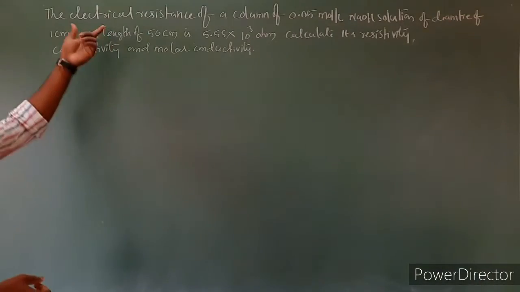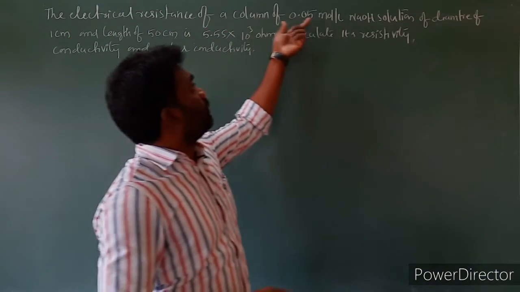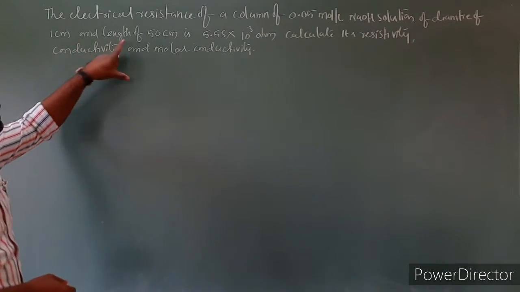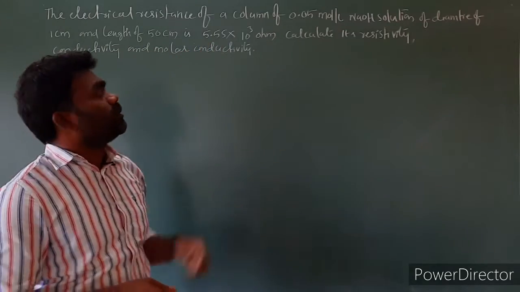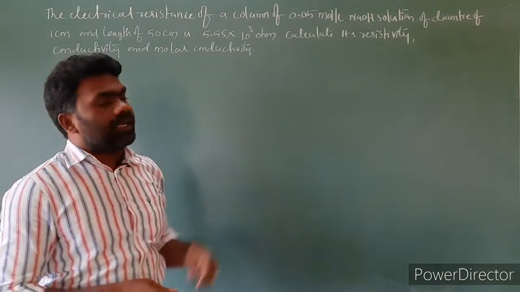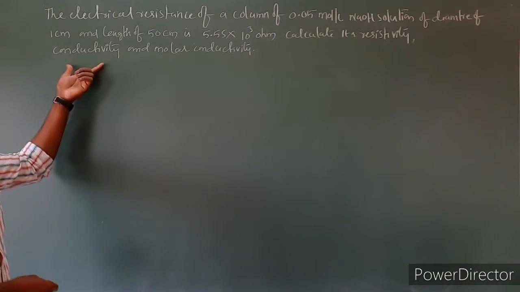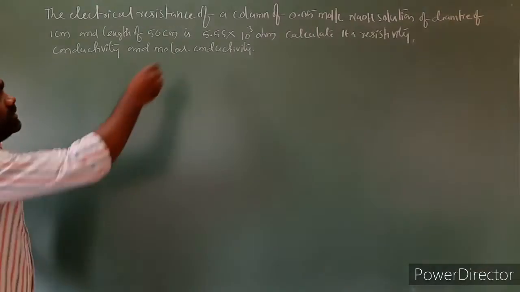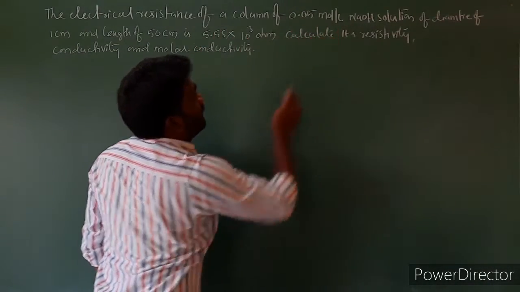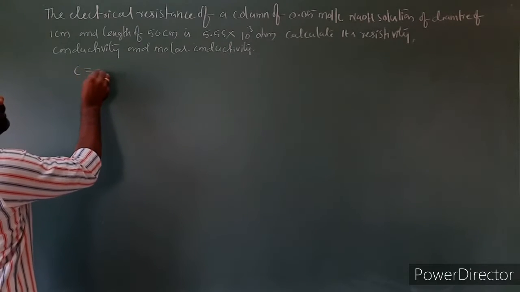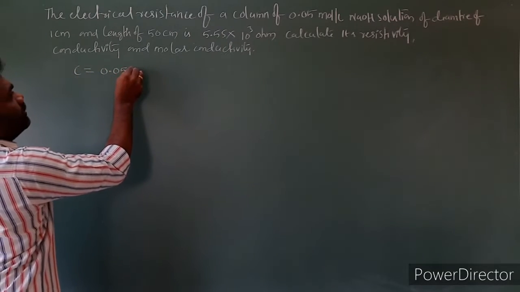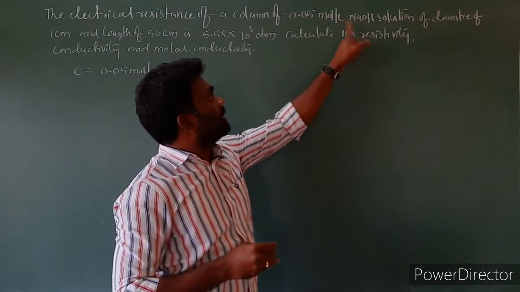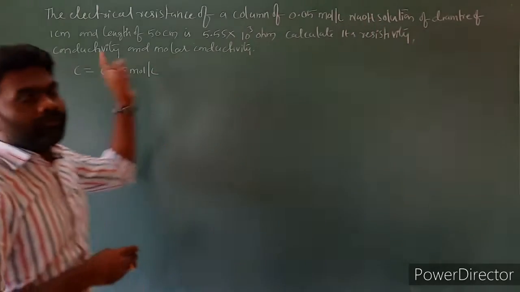Next problem. Electrical resistance of a column of 0.05 mole per liter electrolytic solution of diameter of 1 centimeter and length of 50 centimeters is 5.55 into 10 power 3 ohm. Calculate its resistivity, conductivity and molar conductivity. First let us read what data is given. Concentration is given. C is equal to 0.05 mole per liter.